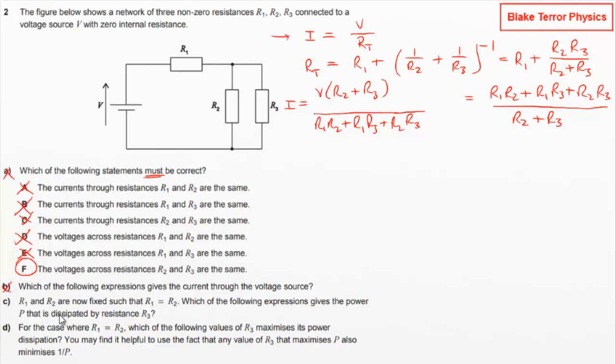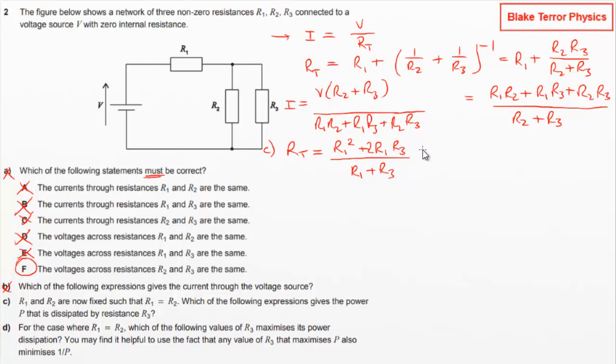Right, part C, R1 and R2 are now fixed so that they're the same as each other. Which of the following expressions gives the power that is dissipated by resistance R3? Right, so now our R total for part C, what are we going to get from it? R1 is equal to R2, so let's call it all R1 then. So we've got R1 squared plus R1 R3, plus R1 R3, so that's going to be two lots of R1 R3 divided by R1 plus R3.